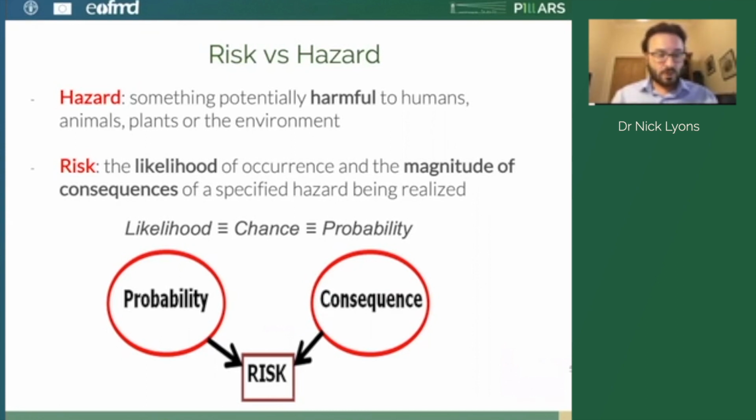When we talk about likelihood, you'll often see, like in the OIE code and elsewhere, the term likelihood used. This is used in the same way that you might use the word chance or probability. These are all the same. In the context of this presentation, we'll try and stick with using the word probability.